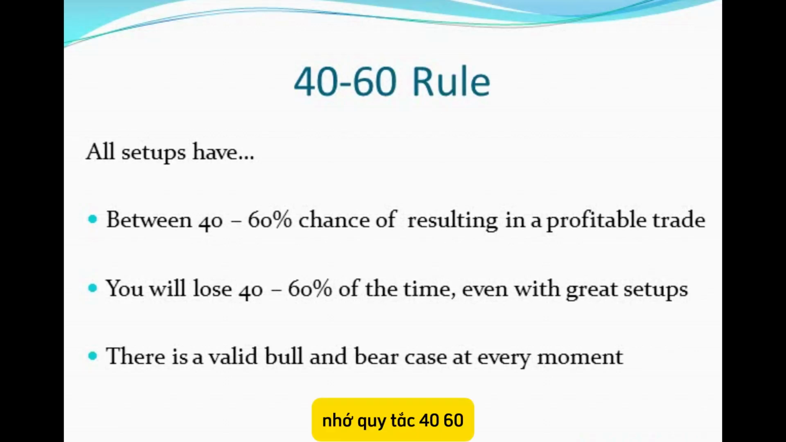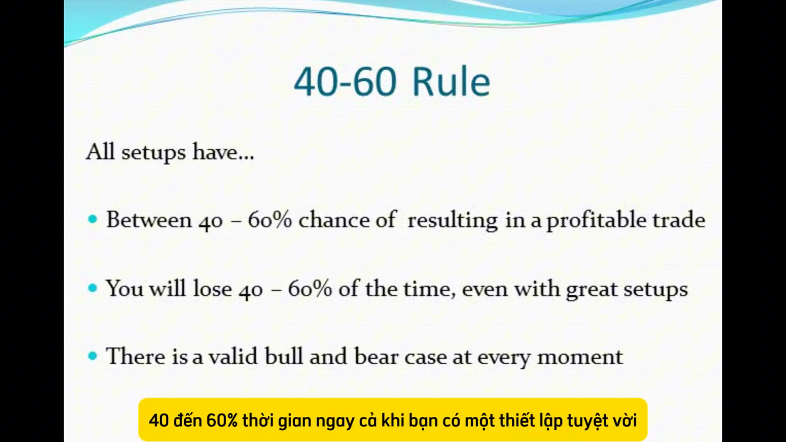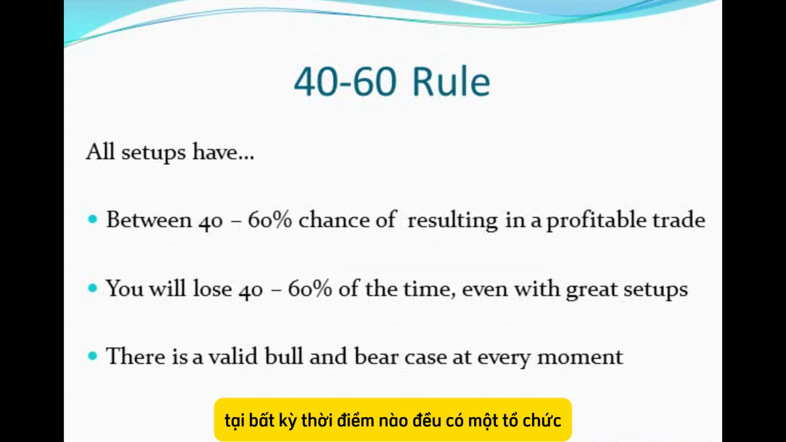Remember the 40-60 rule. All setups have between a 40 to 60% chance of resulting in a profitable trade, and that means you'll lose 40 to 60% of the time, even when you have a great setup. At any given moment, there's an institution taking the opposite side of every trade, and therefore there's a valid bull and bear case on every tick.